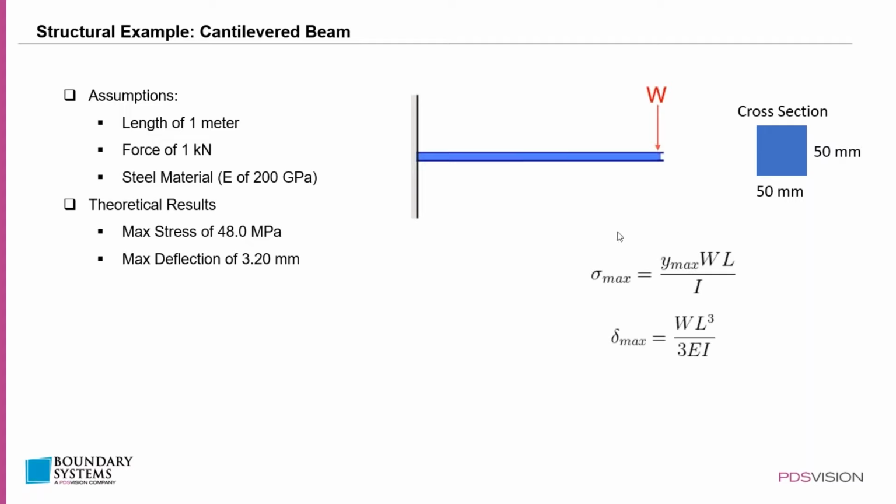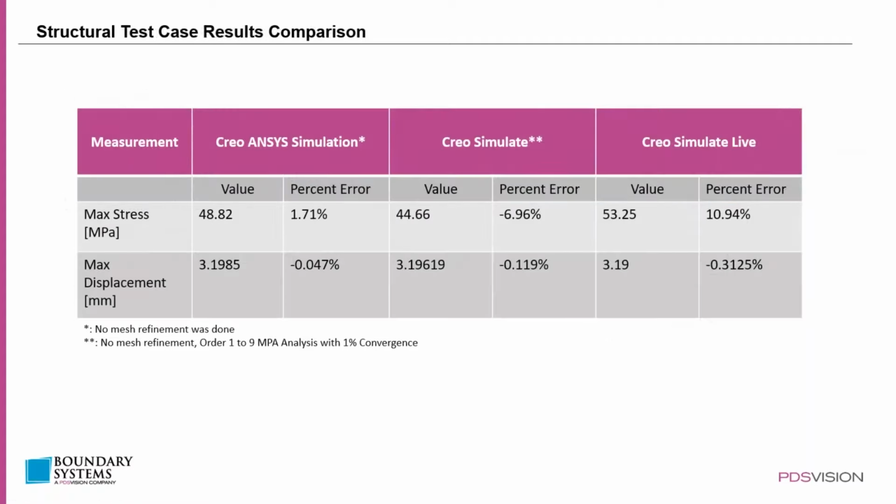This just comes from a pretty much standard statics class. In terms of what our simulation products can see from simulation, we see Creo ANSYS Simulation is the most accurate, within 1.7% for stress and 0.04% in displacement, followed up by Creo Simulate, followed then by Creo Simulation Live.